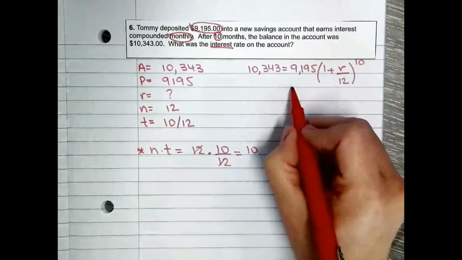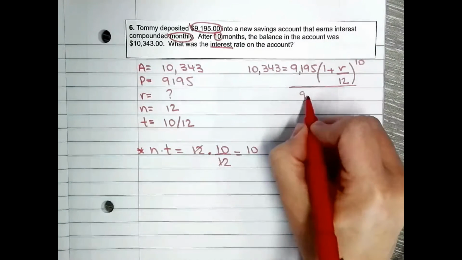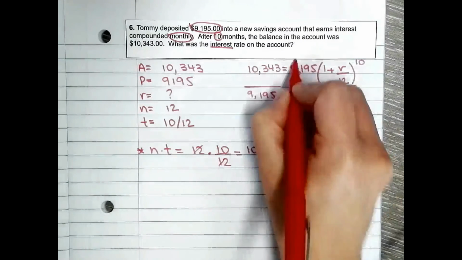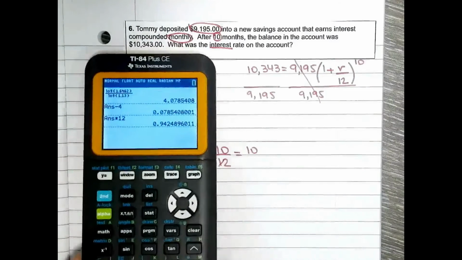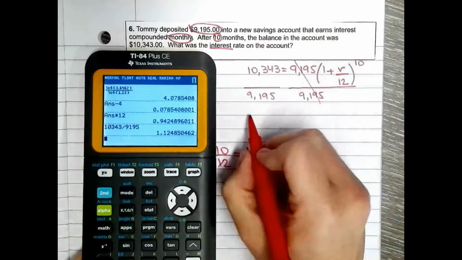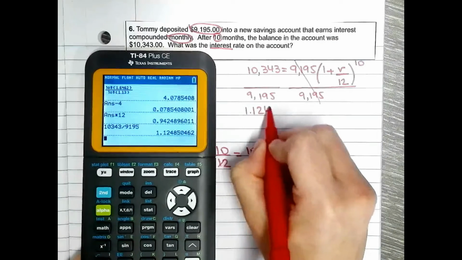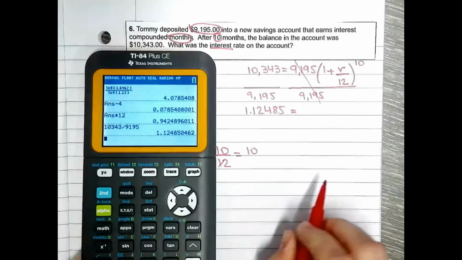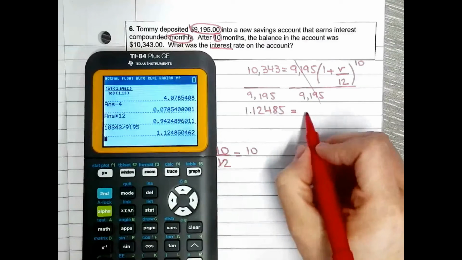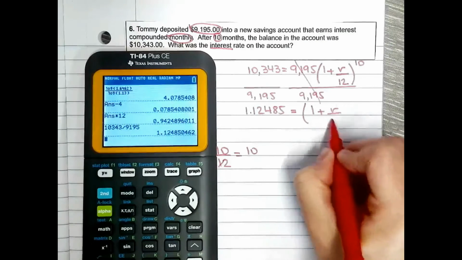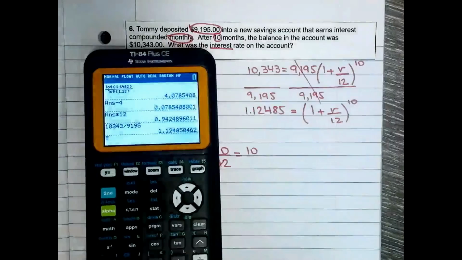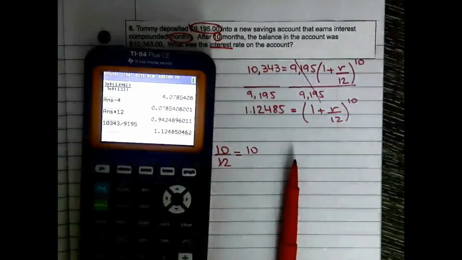All right, divide both sides by this guy. This is 1. So 1.12485 equals this guy right here. You're thinking, this doesn't look good. It's not going to go anywhere. I don't know what to do next.